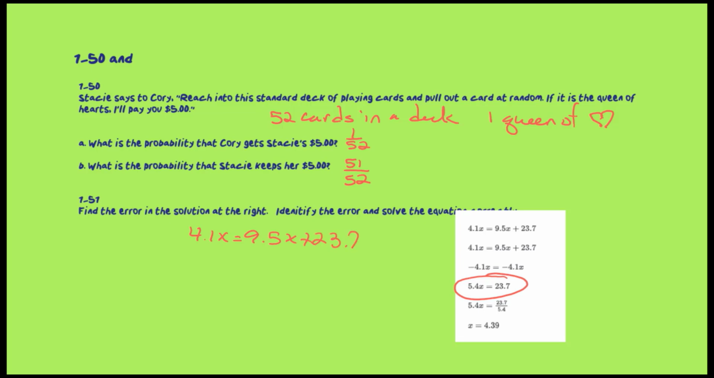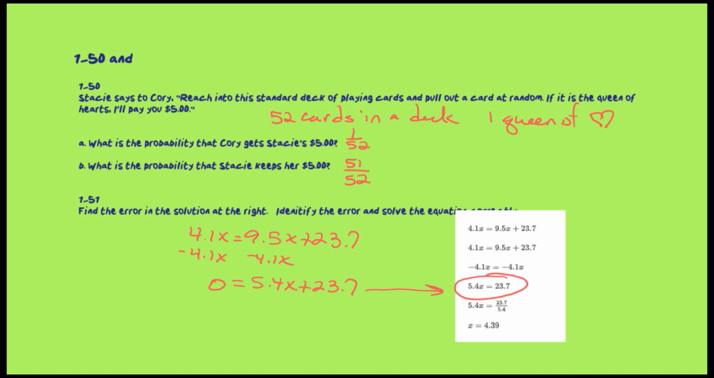And I've got lots of commentary in the background, so I'm sorry about that. But we're going to go ahead and just do the best we can here. So if I subtract 4.1 from each side, I'm going to have 0 equals 5.4x plus 23.7. So you can see at this point where the mistake was made. And so instead of being 5.4x equals 23.7, we should have 0 because of the 4.1 being subtracted.